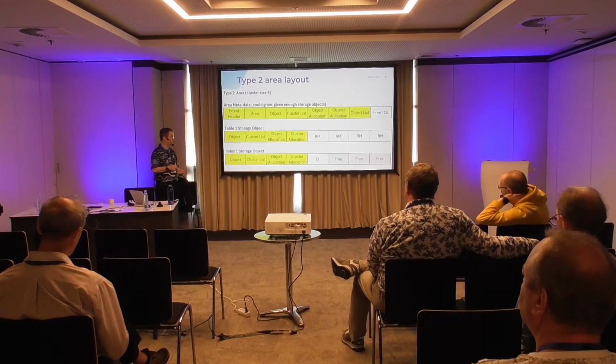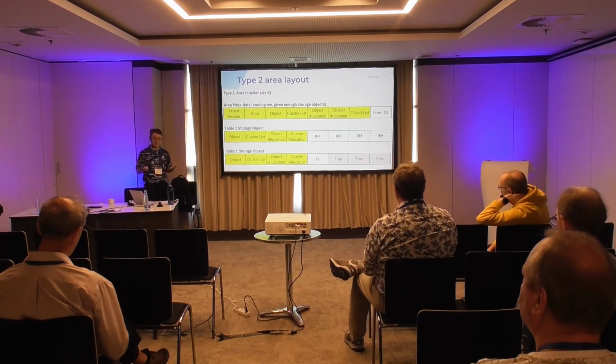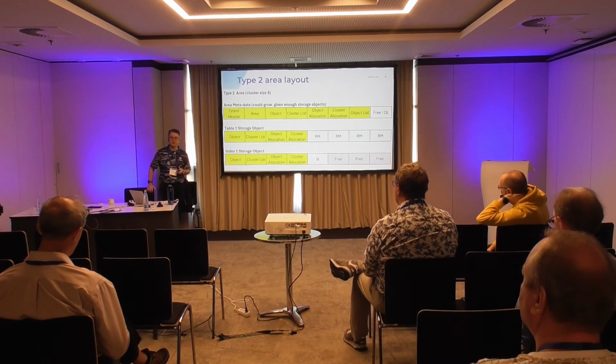By contrast, an index storage object only contains enough index blocks to hold the B tree, and then the remainder are free blocks. So, for example, if this was an empty index in a 512 BPC area, you would have 507 free blocks at the end of that cluster. So if you've ever looked at your DB analysis report and said, hey, I've got an awful lot of free blocks in my index area, well, that's why.